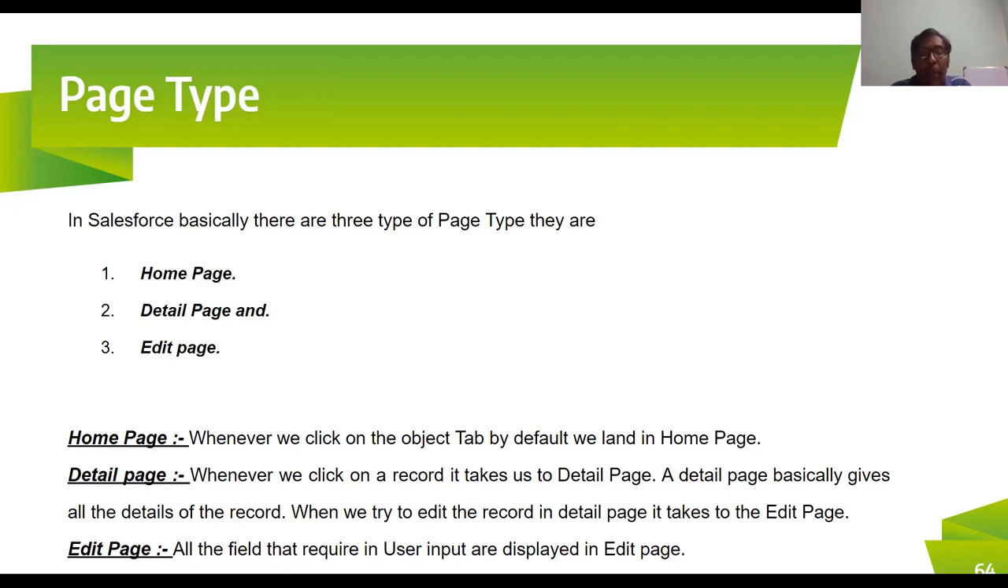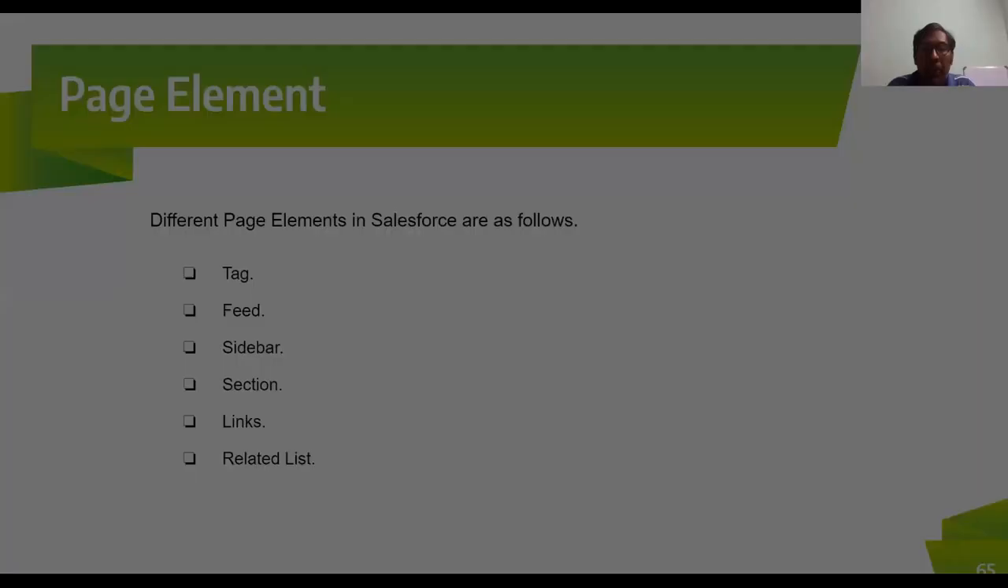Whereas coming to the edit page, all the fields that require user input are displayed in the edit page. Even when you click on the object, on the right hand side you have a menu. You click on that, click on edit, it takes you to the edit page, and then you can edit it. So page type is of three types: one is the home page, the other is the detail page, and the other is the edit page.